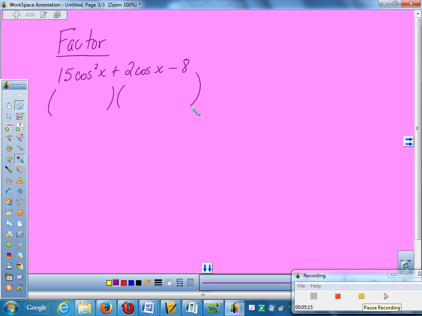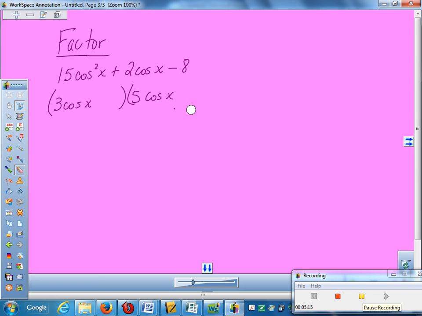So what numbers do you want to try to make 15? It's either got to be 3 and 5 or 1 and 15. Okay, so I'm hearing try 3 and 5. Now, it's a cosine squared, so there has to be a cosine x in both of them. So it's going to be a 3 cosine, and then I'm going to try a 5 cosine x in the other one. Cosine times cosine will make cosine squared.